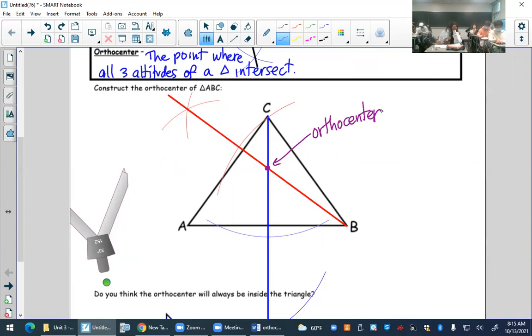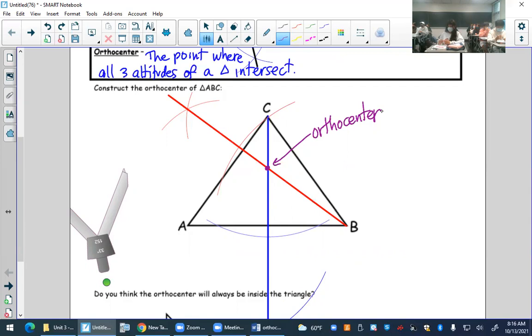Now, with the orthocenter, sometimes it could be outside the triangle, and sometimes it could be on the triangle. So unlike the centroid, which we learned already, which is always inside the triangle, the orthocenter could be on the triangle, or it could be outside the triangle. When you look at this triangle, what kind of triangle does this look like? Acute, right, or obtuse? Riley? This is acute. All the angles are acute.